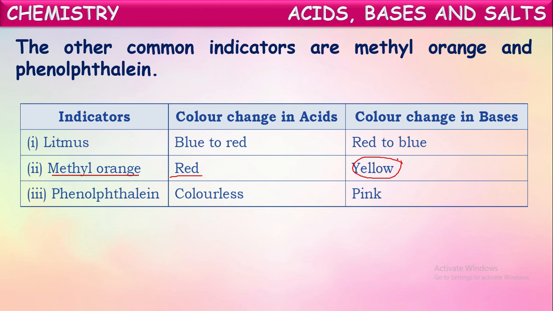And phenolphthalein is one of the general indicators used in the laboratory, which is a colorless solution. When you add one or two drops of phenolphthalein to acids, it won't show any color change, meaning the solution will remain colorless. The same phenolphthalein, if you add one or two drops into a basic solution, immediately changes to pink color. So in this way, these general indicators are used in the laboratory to identify the given solutions as acids or bases or salts.